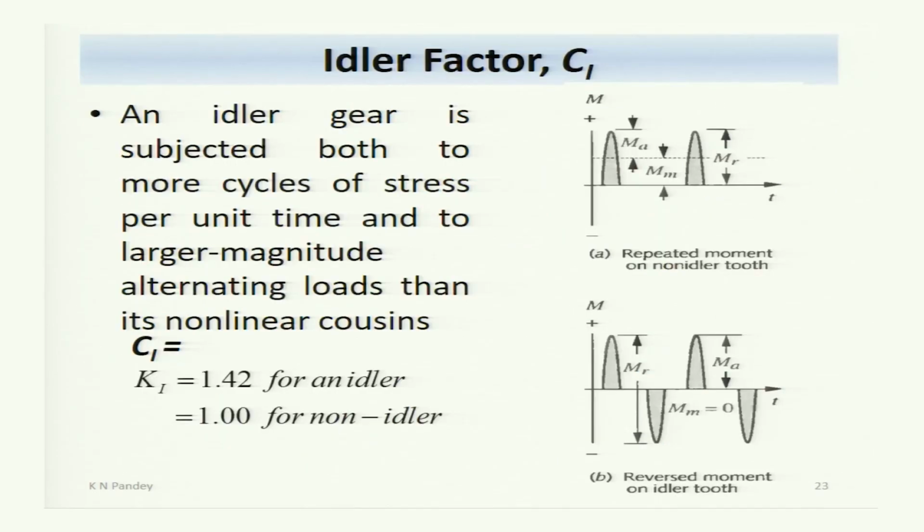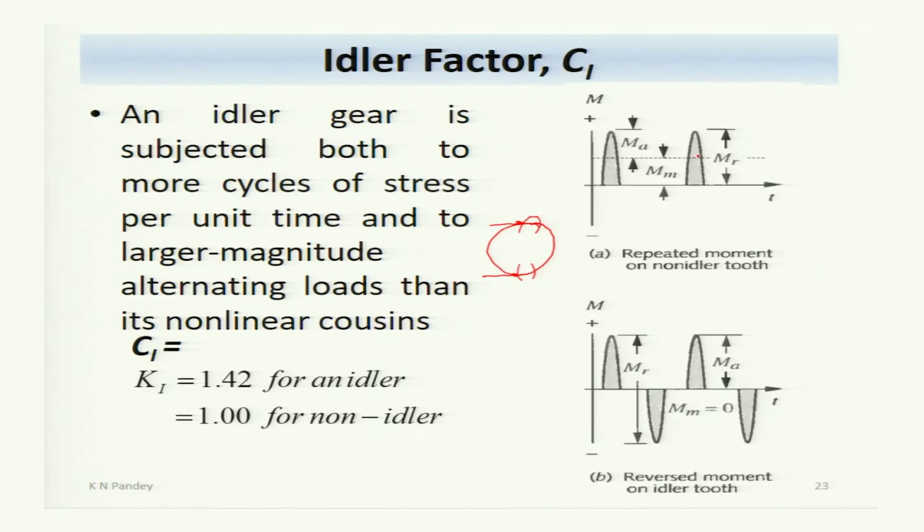Then the idler factor. Similar to the spur gear, the idler's effect is there because the idler is subjected to two-way loading. There will be load in this direction and load in this direction. So, two-way loading is there. It means when a gear tooth is at this location, it is subjected to load along this way, and when it is coming to this way, then it is subjected to load in this direction. Okay. So, two-way loading will be there like this, completely reversed load.